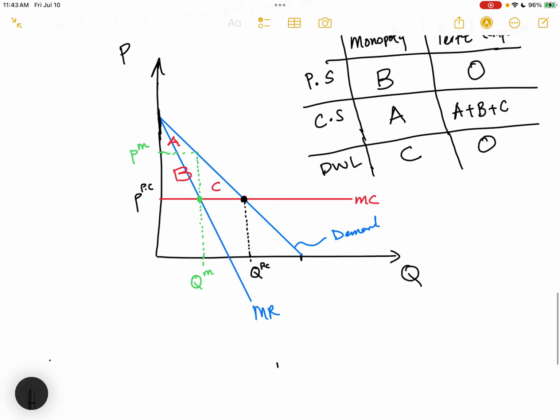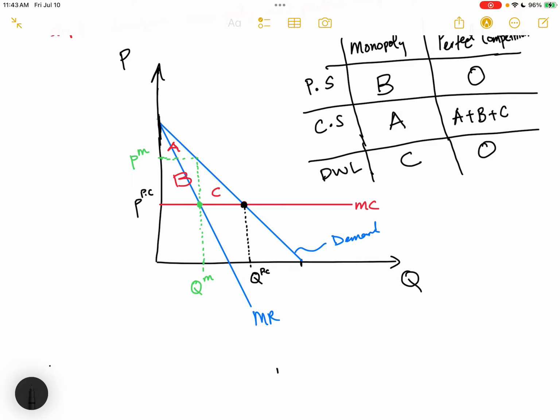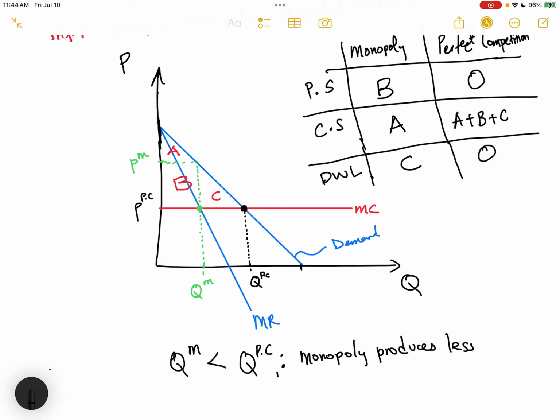I hope you see that the monopolist always produces quantities that are less than the quantities that perfect competition produces, because Q^M is less than Q^PC. So the monopoly produces less. What else do we observe? We observe that the monopoly price is bigger than the perfect competition price. Yes, the monopoly always jacks the price up.